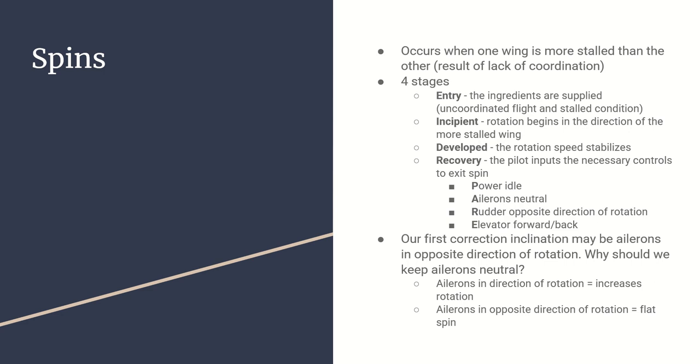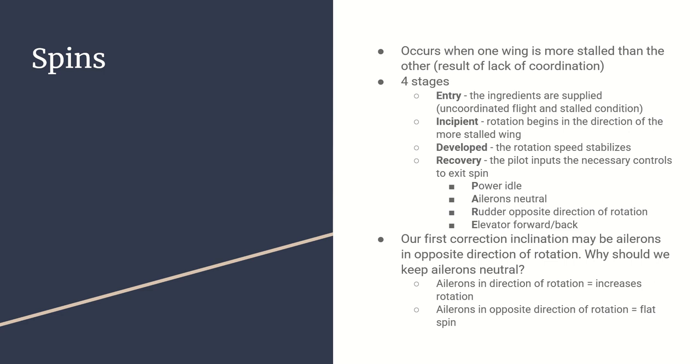A spin is a little harder to recover from if we wait until the developed stage to put in those items. It's not impossible, but it is a little bit harder. So the earlier we can exit the spin, the better. The recovery includes the PAIR acronym, right? So power goes idle, ailerons neutral, rudder in the opposite direction of rotation, and then elevator forward pressure to break the stall, and then elevator back pressure to pull ourselves out of the dive.